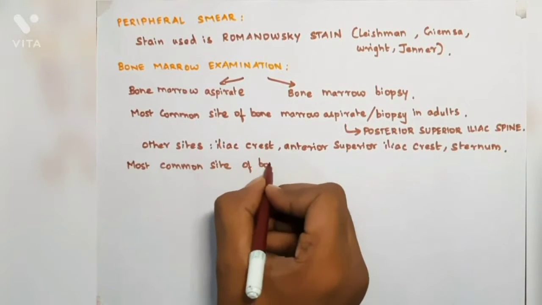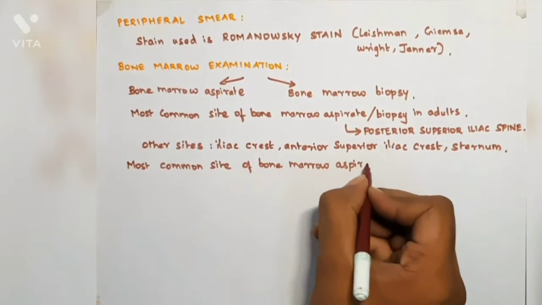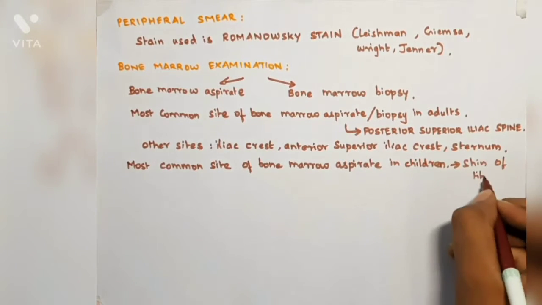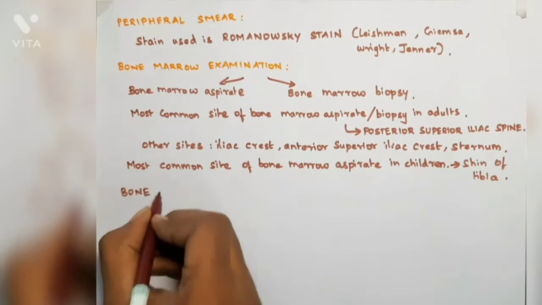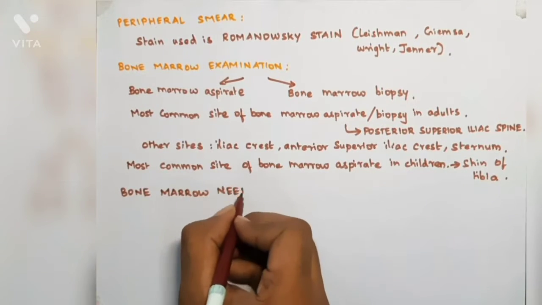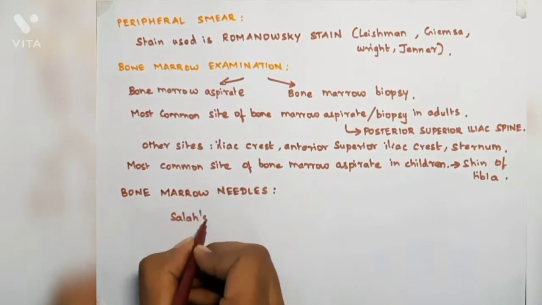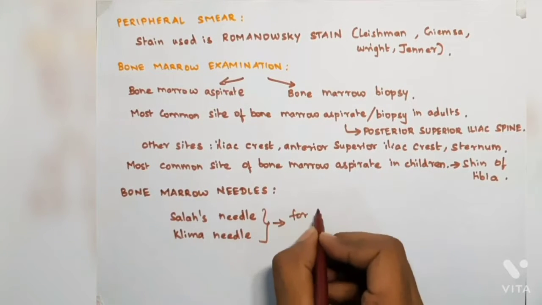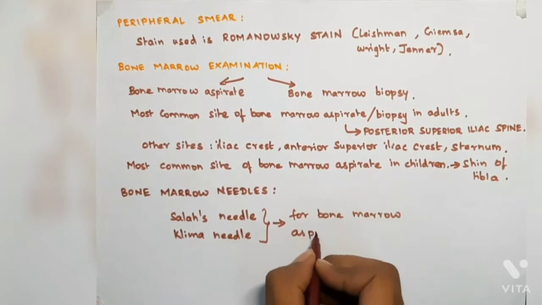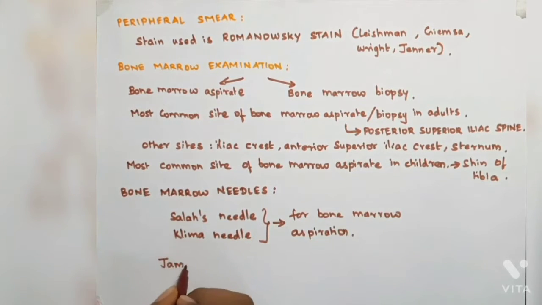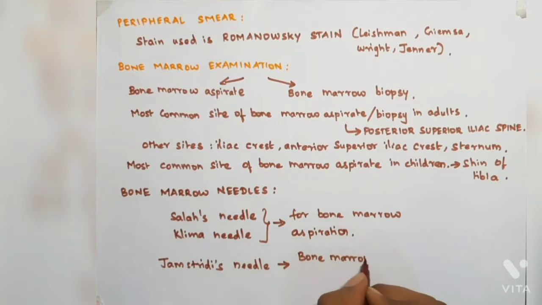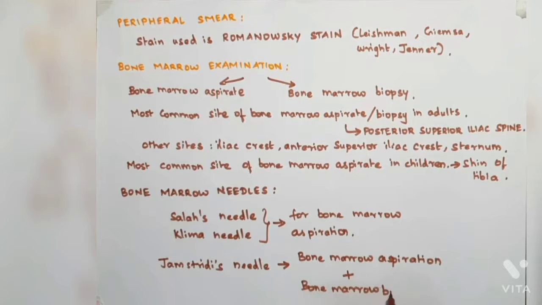Most common site of bone marrow aspirate in children is the tibia. Bone marrow needles: Salah's needle and Klima needle for bone marrow aspiration, and Jamshidi needle for bone marrow aspiration and bone marrow biopsy.